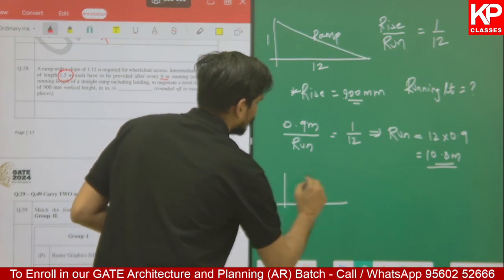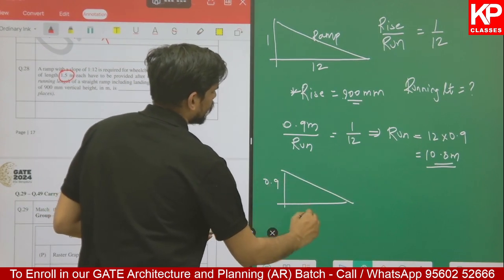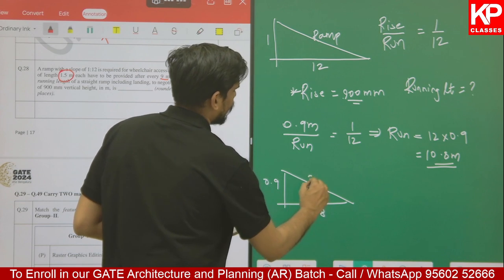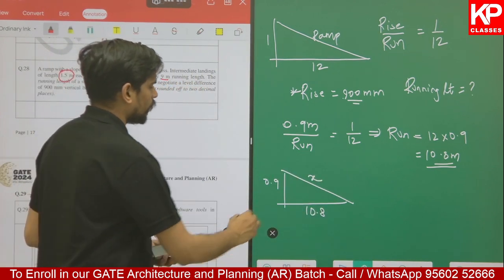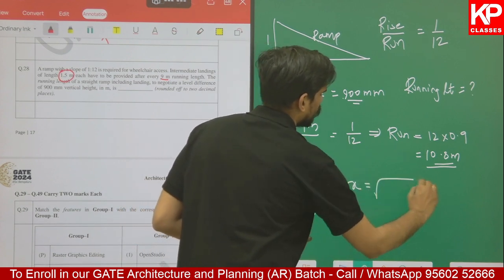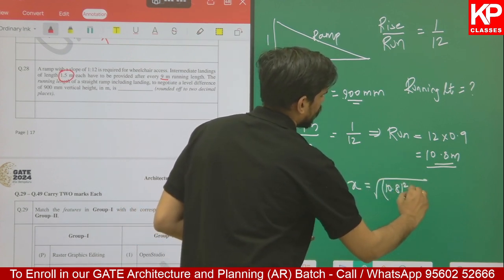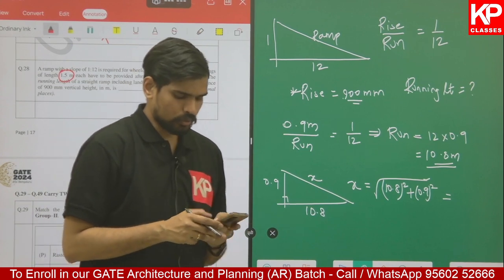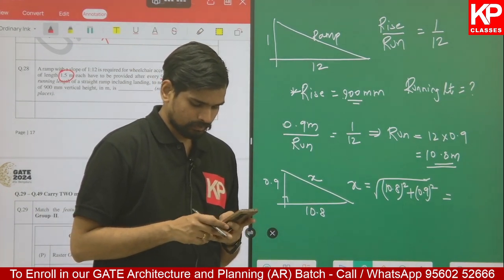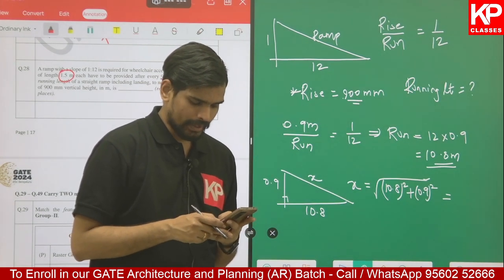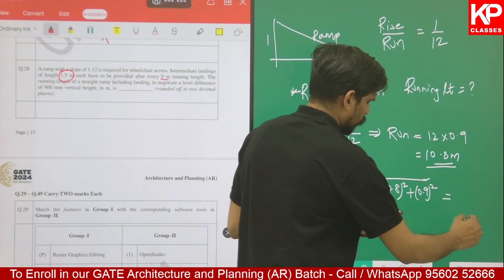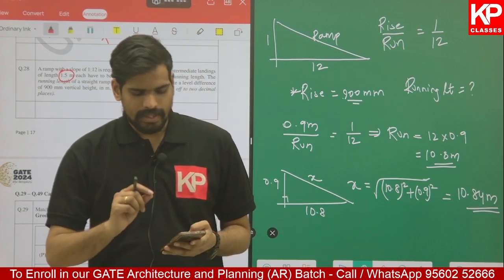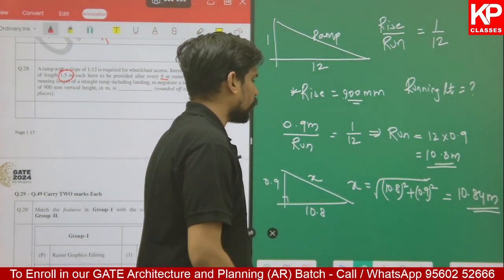Now, in the ramp, we have identified that the rise is 0.9. The horizontal distance, that is the run, is 10.8. What is the running length of the ramp x? That running length is the hypotenuse of the right angle triangle, which will be equal to root over a square plus b square. So 10.8 square plus 0.9 whole square, and square root of it. You can use your calculators again. Square root of 10.8 square plus 0.9 square is coming out to be 10.84. To be specific, it is 10.8374, which can be rounded off to 10.84.